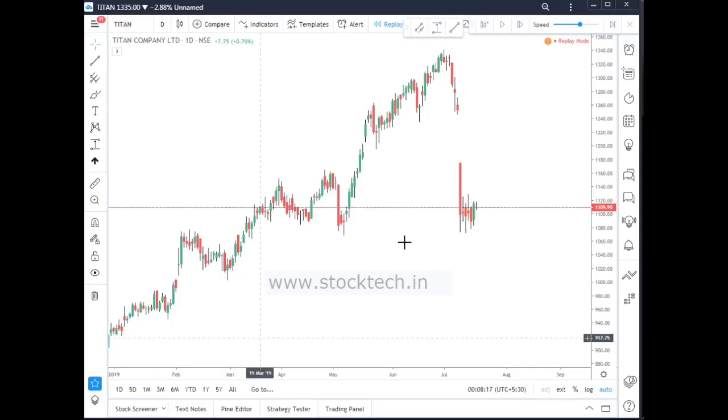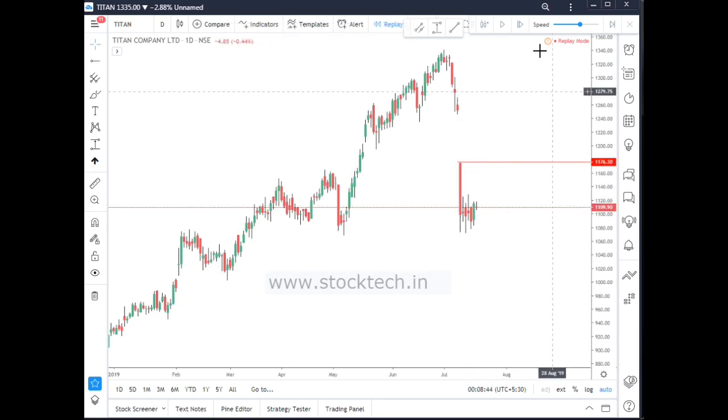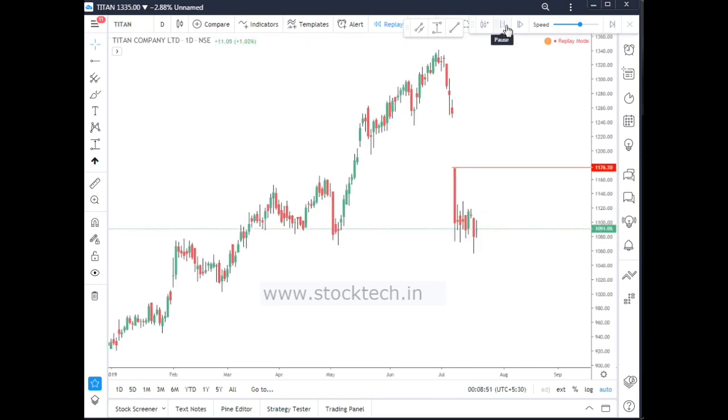Let me go to a particular stock called Titan. Titan on the 9th July of 2019 made a gap down opening, as you can see, and that was a heavy gap down of around 5% and 74 rupees. So that would be a good gain if it could fill the gap. So let me assume that I have a horizontal ray over here which marks the crossover. So basically now I'm waiting for the stock to cross over this line, and once it crosses over this line I can buy the stock.